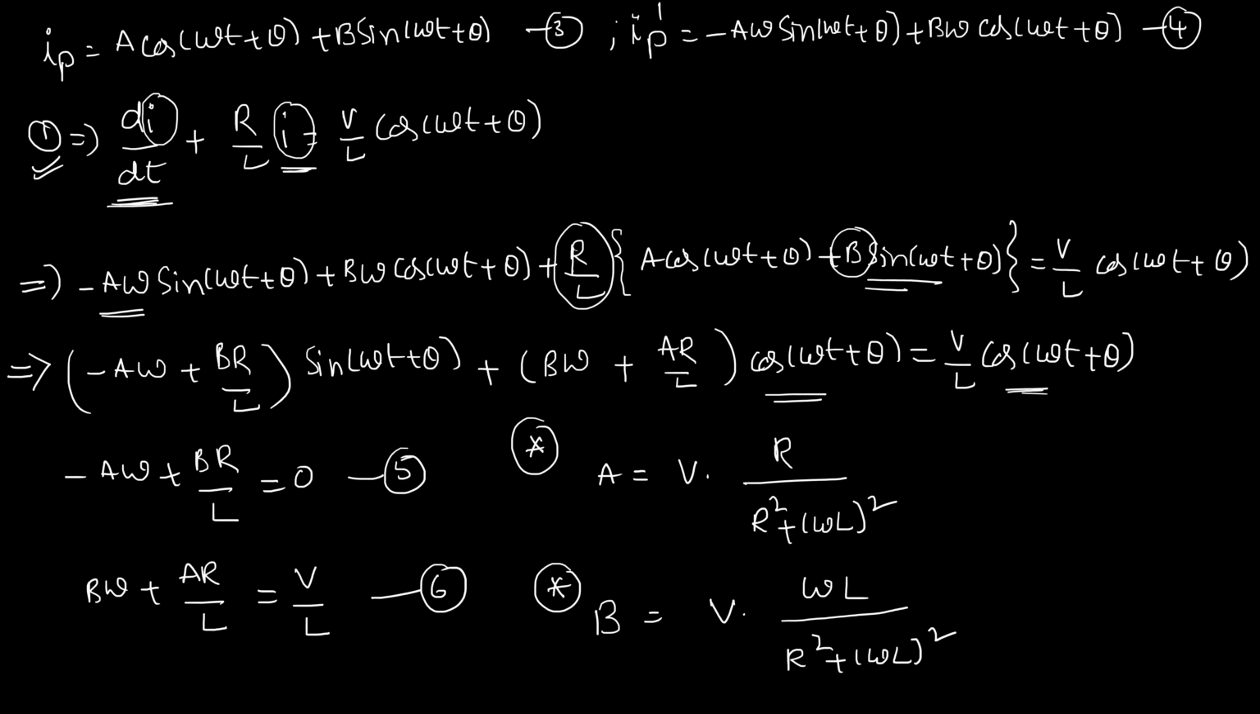So we got the A and B terms. Now these A and B expressions can be substituted. Let us see how. Go for the i_p relation, look at equation 3: i_p has A cos(ωt + θ) and B sin(ωt + θ). You substitute A and B there, so you get the particular integral.